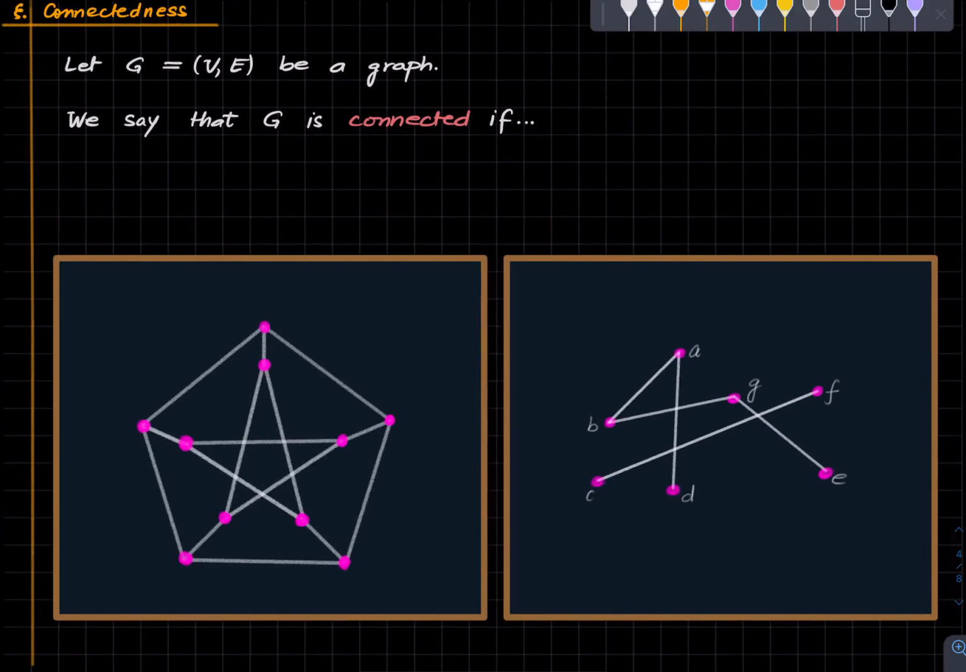So what is a connected graph? Given a graph G, we say G is connected if there is a walk from any vertex to any other vertex.